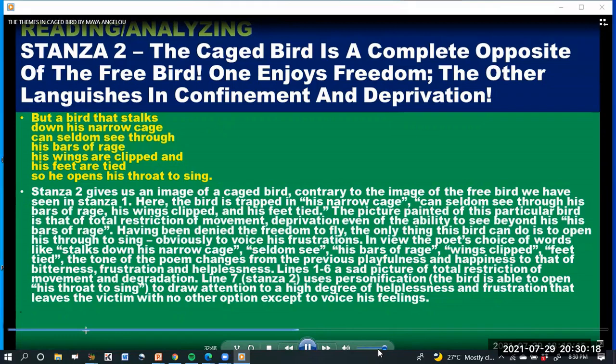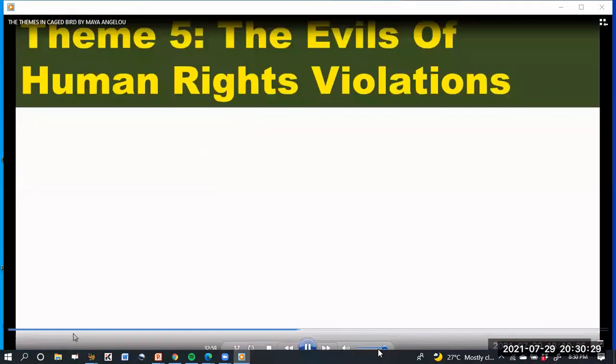And so the theme we are analyzing here is the theme of the irony of this situation, that you have confinement and you have freedom juxtaposed in the same environment.